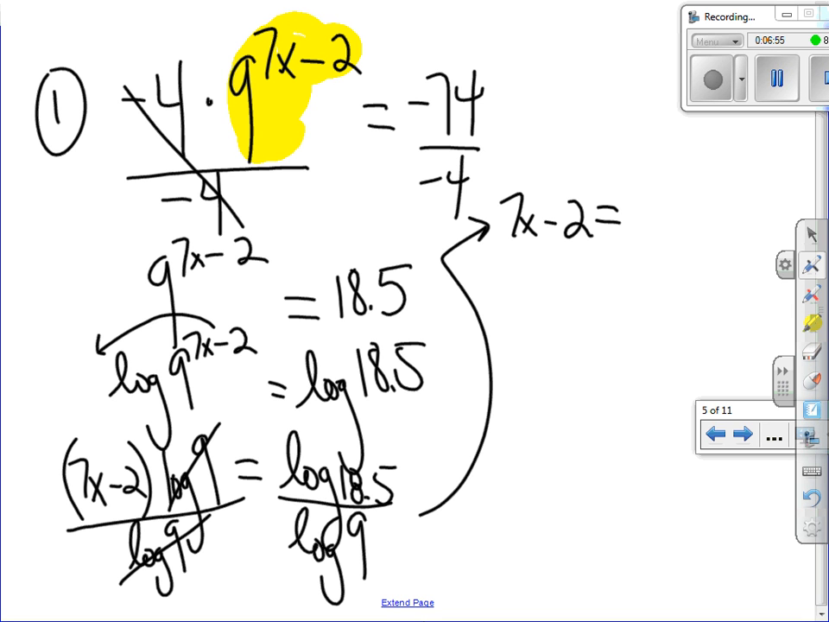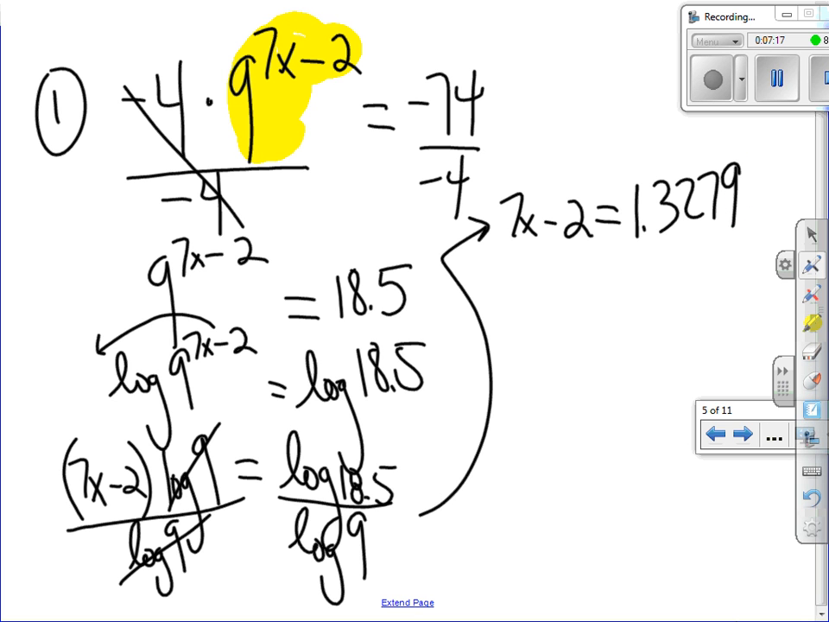All right, so let's see what my calculator says. 18.5, I'll log that sucker, divided by 9, log it, hit equals to get the final result, and what I get is 1.3279.